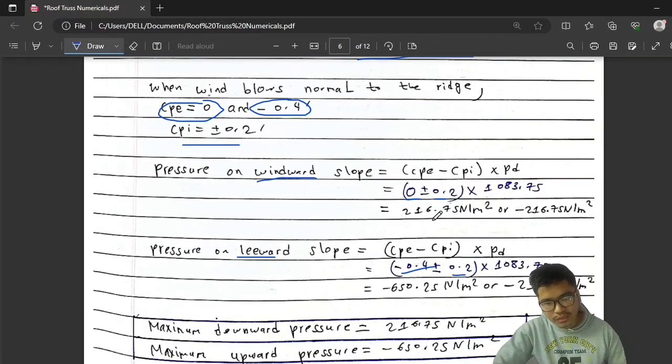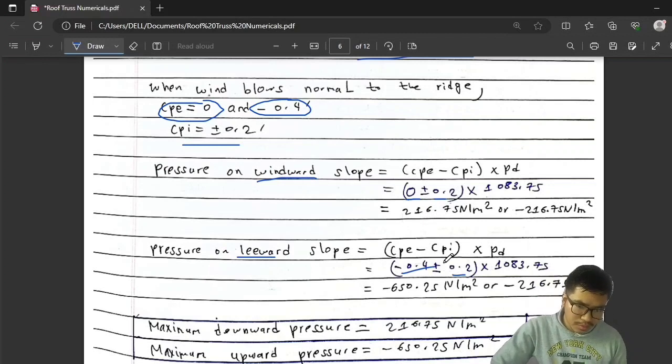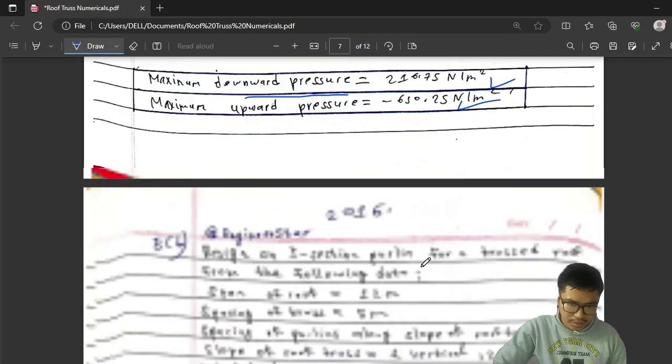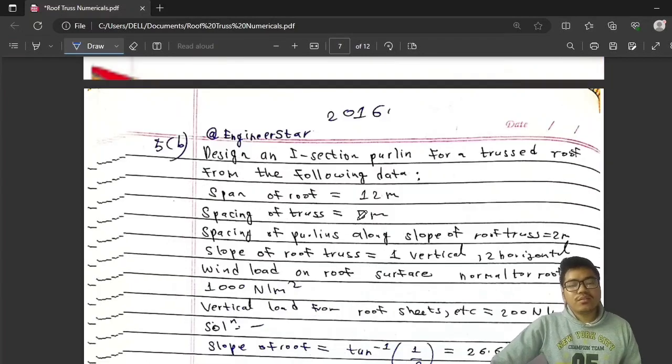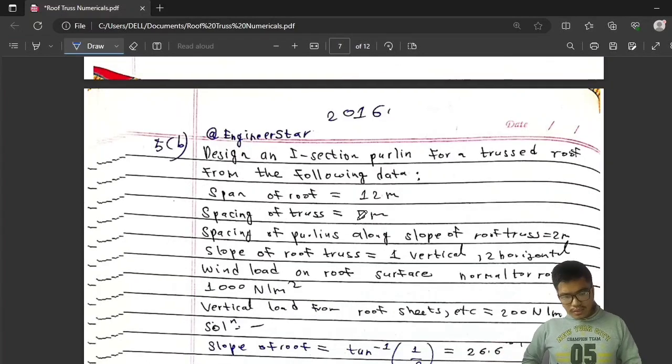So taking positive sign we get this, and negative sign this, and similarly taking positive sign we get this, and negative sign this. Maximum downward pressure is the highest value, this 26.75, and maximum upward pressure, that is the lowest value, is minus 650.25 Newton per meter square. And this question was asked in 2016.